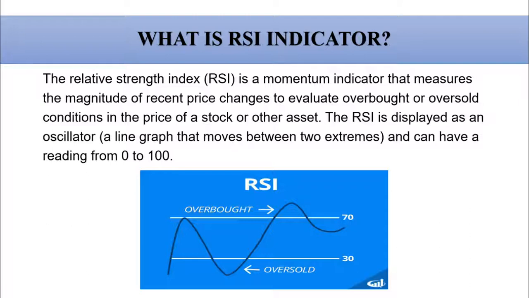So here from this we can understand that RSI is an oscillator. So there will be a level from 0 to 100 and it will move only between these two lines. And there will be two extremes which are 30 and 70. When it crosses between these extremes, we can get a reading.